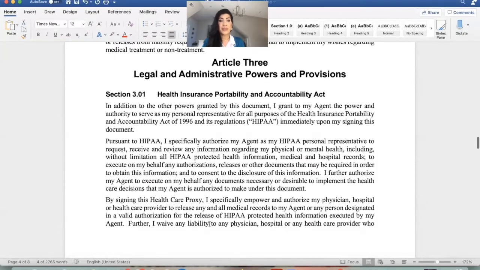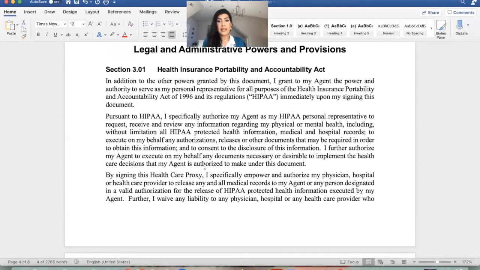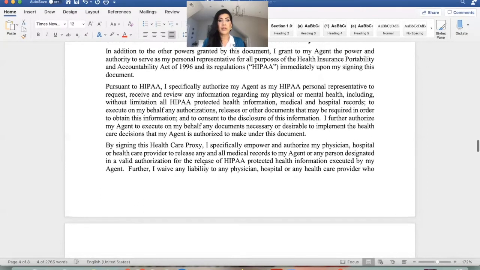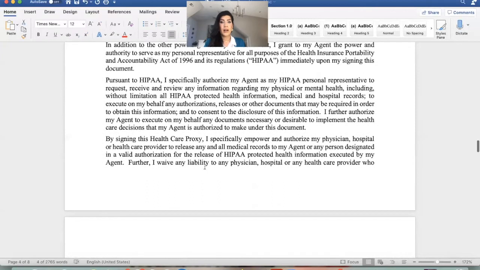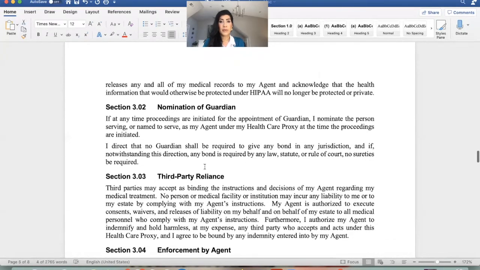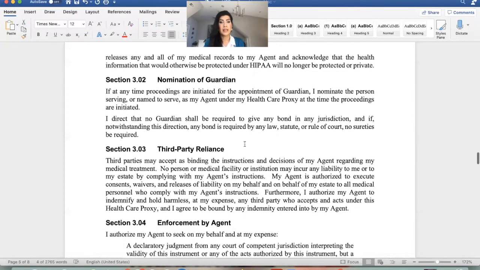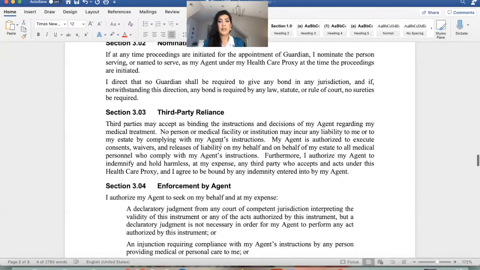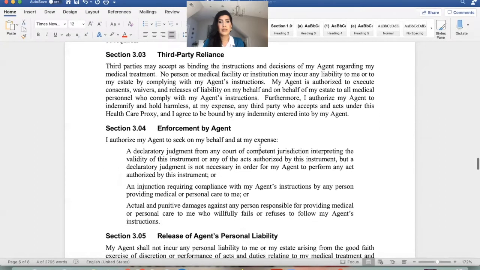Again, talking about the HIPAA, if you have signed the HIPAA, you're granting the agent the power and authority to serve as your personal representative for all purposes that are listed in the HIPAA. If for some reason something goes to court, you're telling the court that you are nominating to be your spokesperson, the guardian, the person that's listed on this document. Any third party can rely on the instructions and decisions of your agent in regards to your treatment.